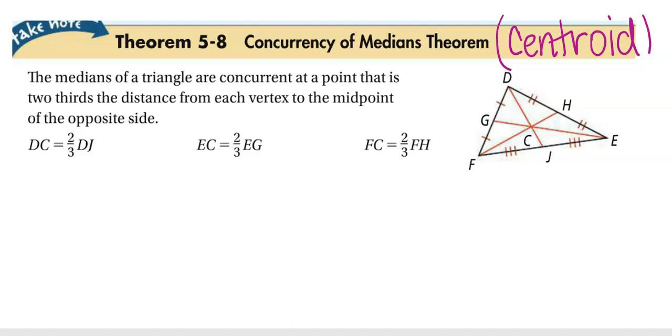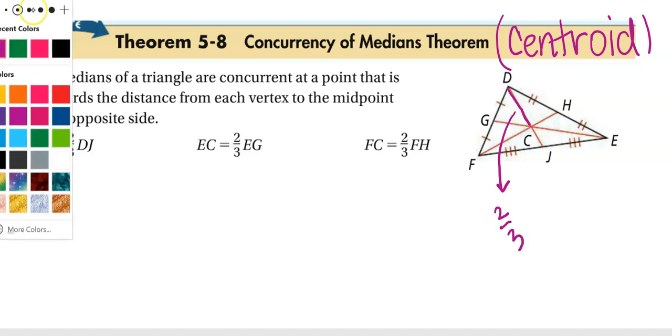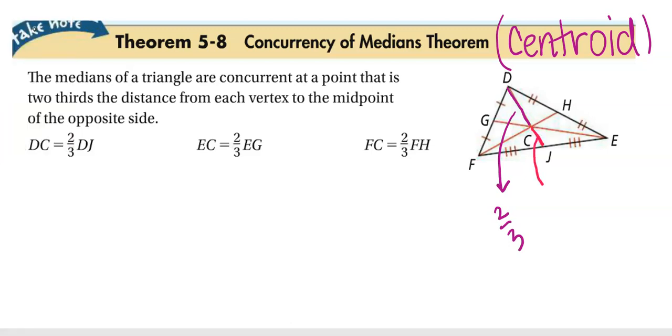So DC, so I'm only looking at this one. DC, this part right here, is 2/3 of the way across. So when you look at it, this part right here would be 2/3, and this part right here is then 1/3, correct? Because 2/3 plus 1/3 equals 3/3, and that equals 1, which is all the way across. So keep that in mind.